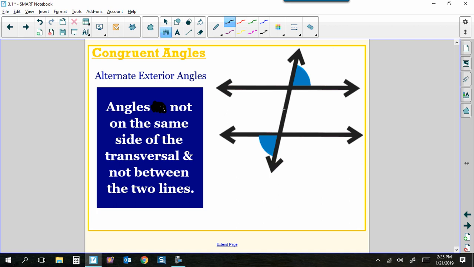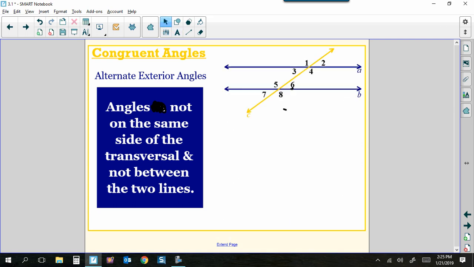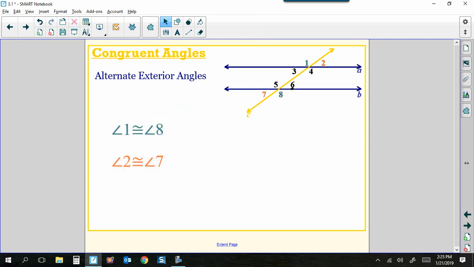So let's go ahead and look at the diagram above. We could say that angles 1, 2, 7, and 8 are all considered to be exterior angles. So now let's look at which ones are split apart by the transversal. So 1 and 8 are being split apart, and then the same with 2 and 7. So we can say 2 is congruent to 7 and 1 is congruent to 8 because they are alternate exterior angles. Awesome. So now let's discuss the supplementary pairs.